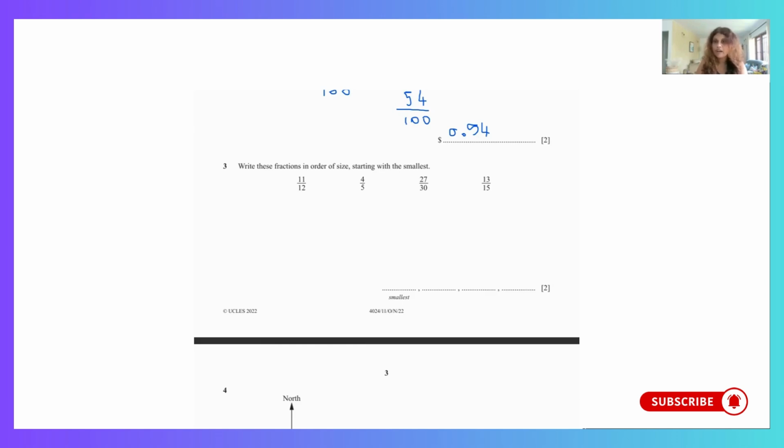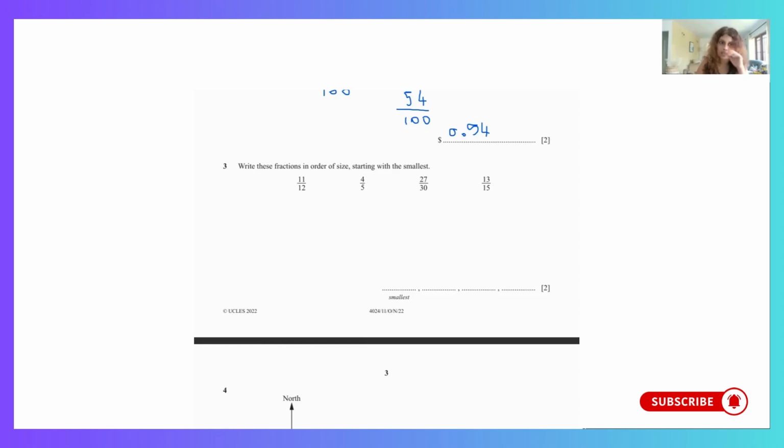So if they are fractions, before comparing them, we need to make their denominators the same. We can convert these into decimals or even percentages, and also find the order. But I think the easiest way is converting all these fractions into fractions with the same denominator.